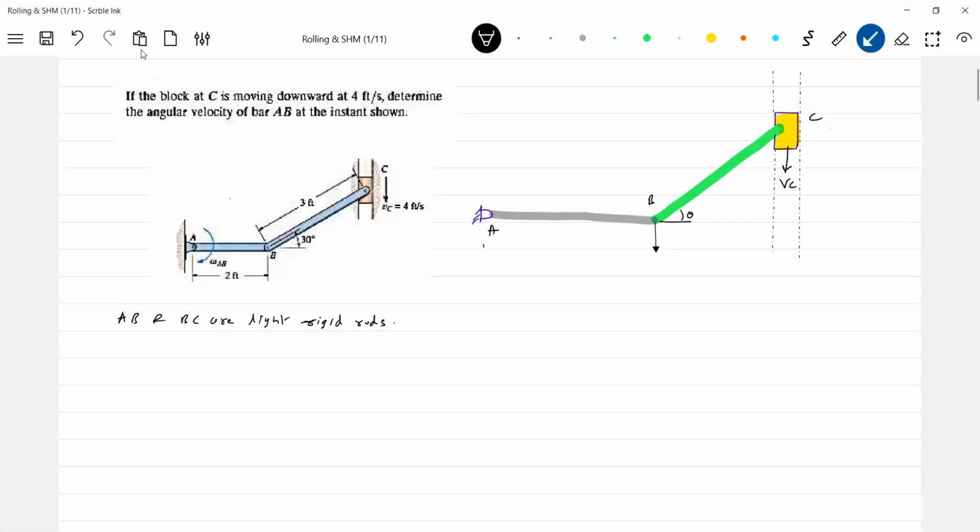The point B must move vertically down. Any reason? Because the rod AB is hinged about this point. The rod AB is hinged about this point, and the rod AB will rotate like this. It will have angular velocity omega 1. I'll write it. So because of that, the linear velocity of point B must be vertically down.